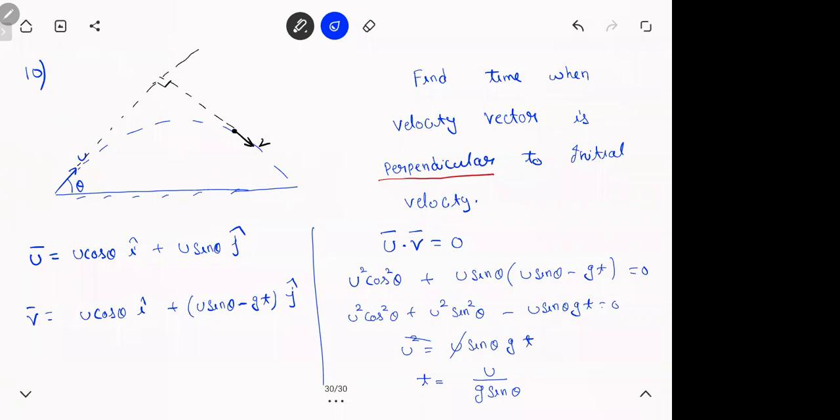Hope the thing is clear. Any particular doubt, please ask me. Be very clear with this. Sir, V is at any point, anytime? That was the question, right? V is the velocity at any instant.